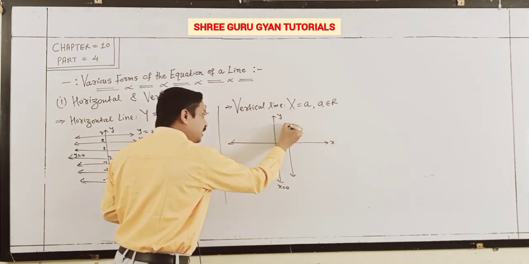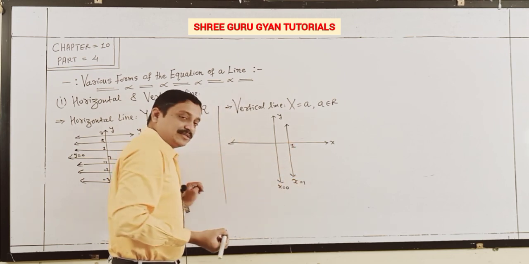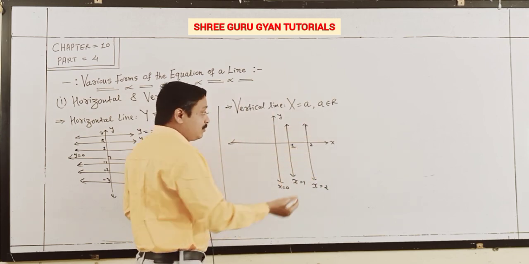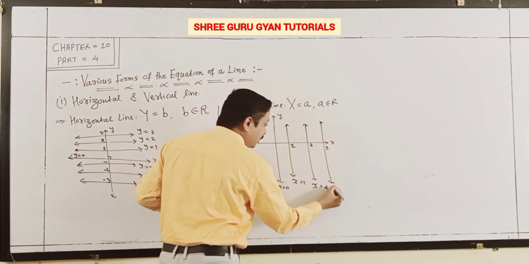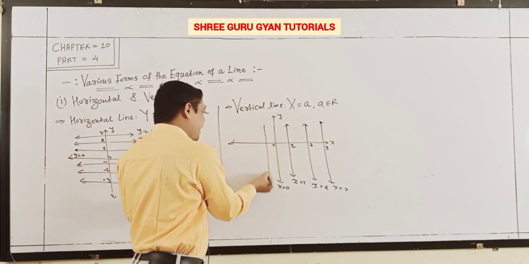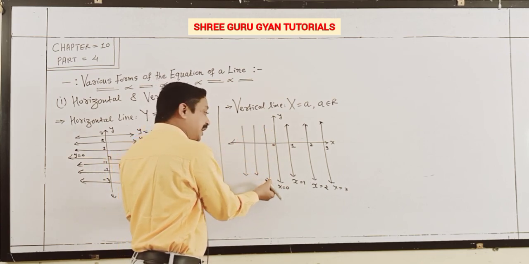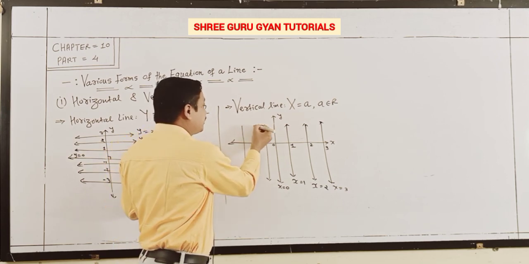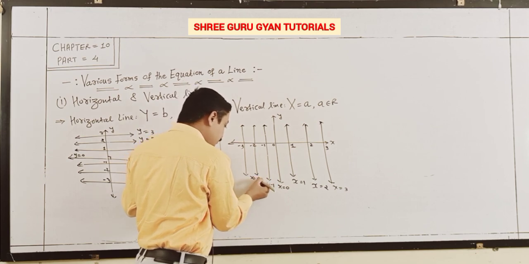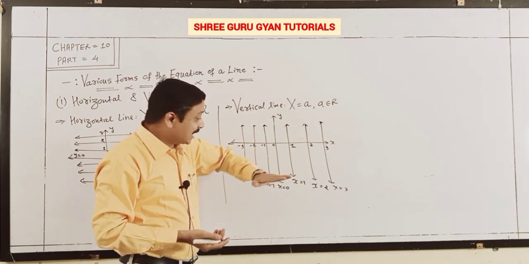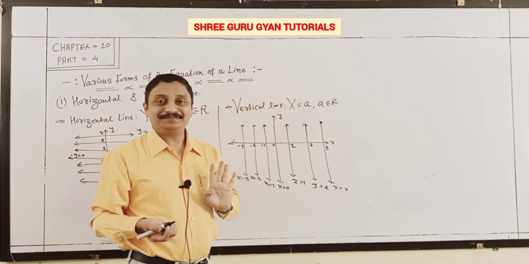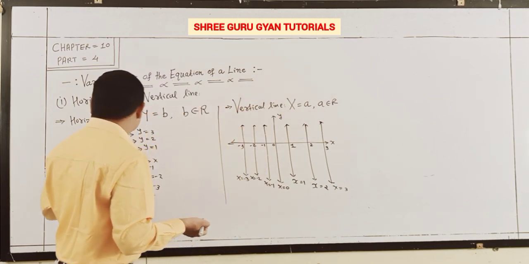If you are passing through 1 here, you can write x equal to 1. If you are passing through 2, it is x is equal to 2. If you are passing through 3, then your line is x is equal to 3. Similarly, if you are passing through 0, then x is equal to 0. Same on this side also. On the negative side of the x-axis, you can write minus 1, minus 2, minus 3, so x is equal to minus 1, minus 2, minus 3. That's why the universal form is x is equal to a, where a is any real number. So this is your vertical line, this is your horizontal line.